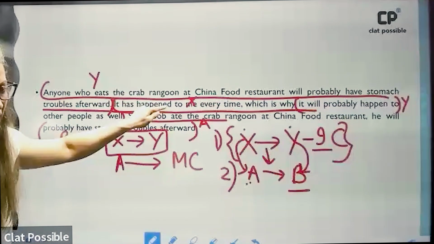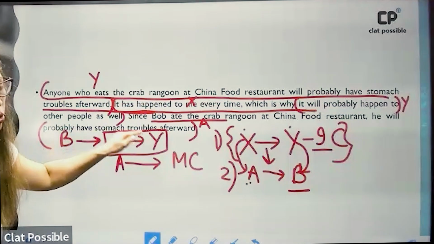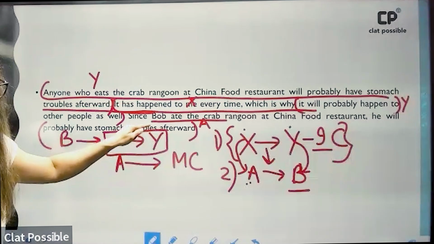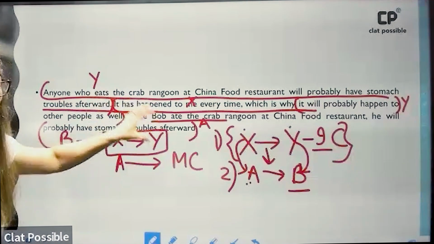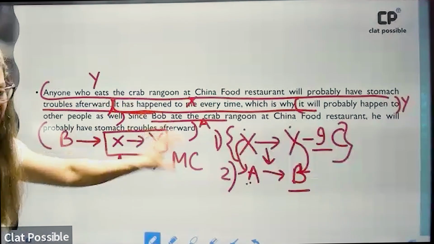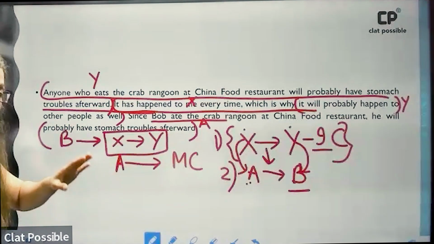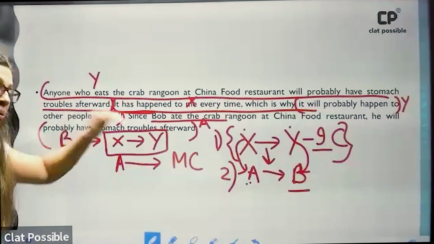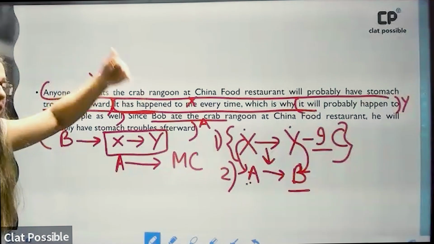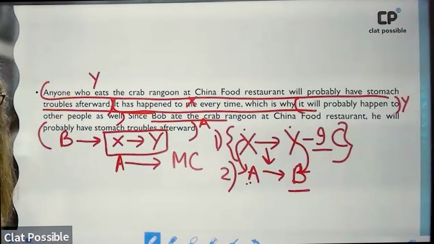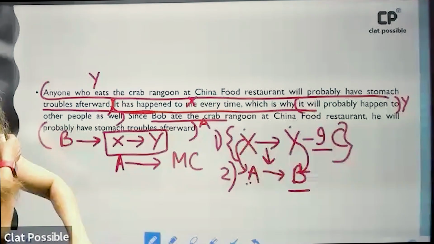But that's not the final conclusion because we are now applying it to Bob's case. The main point here is on Bob. Will Bob be sick? Yes, he will be sick because he ate at the restaurant. Why will he be sick if he ate at the restaurant? Because of the general rule which the author has already established. So this is like parallel reasoning.